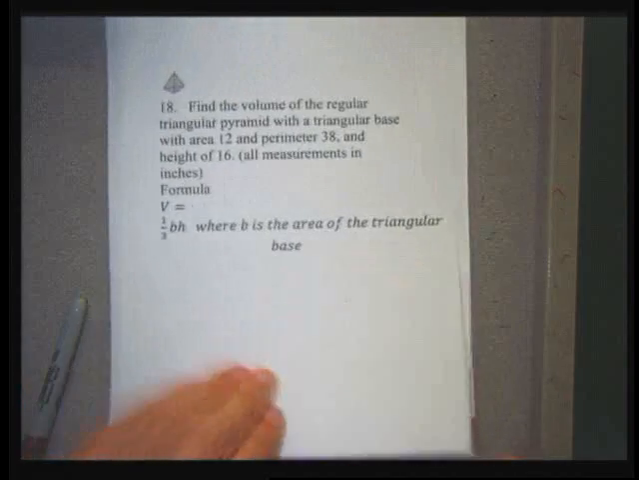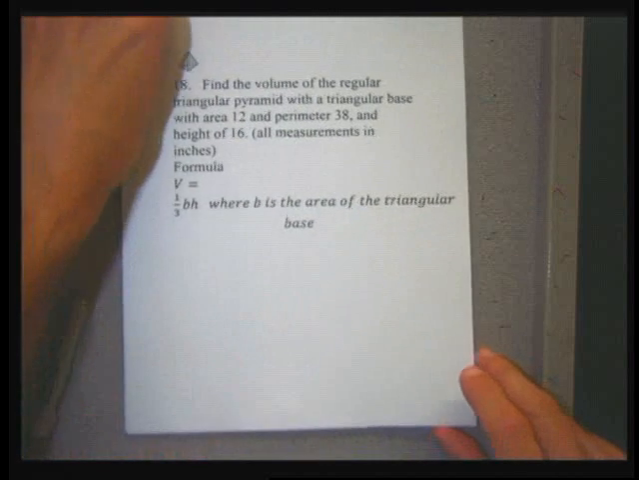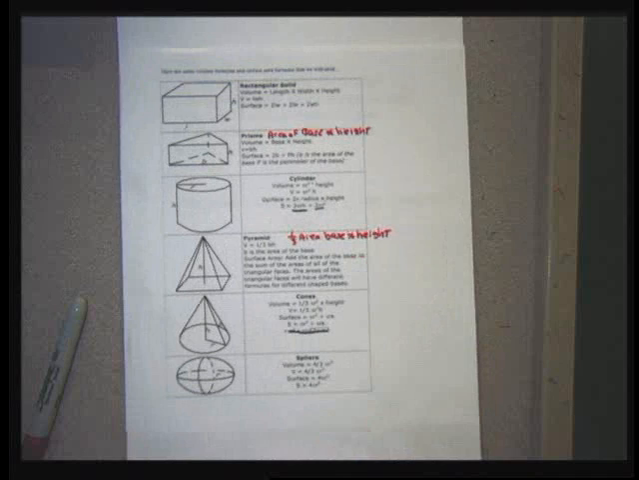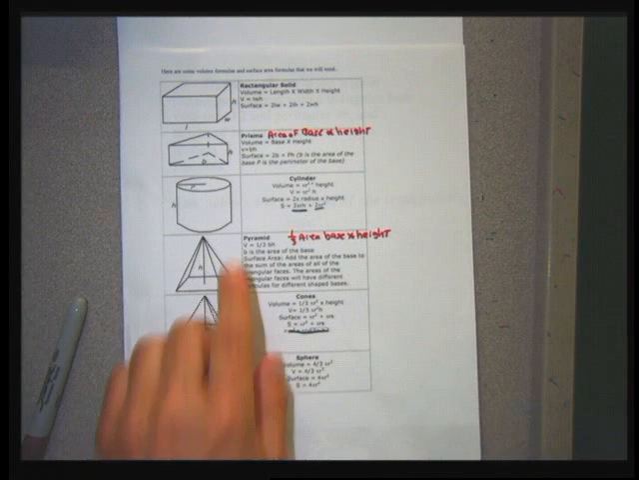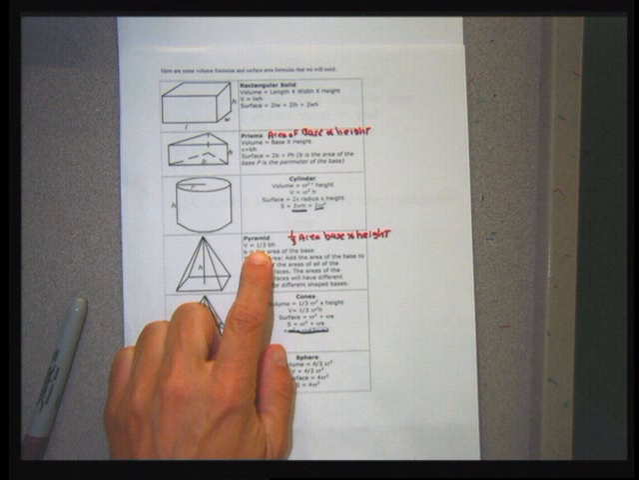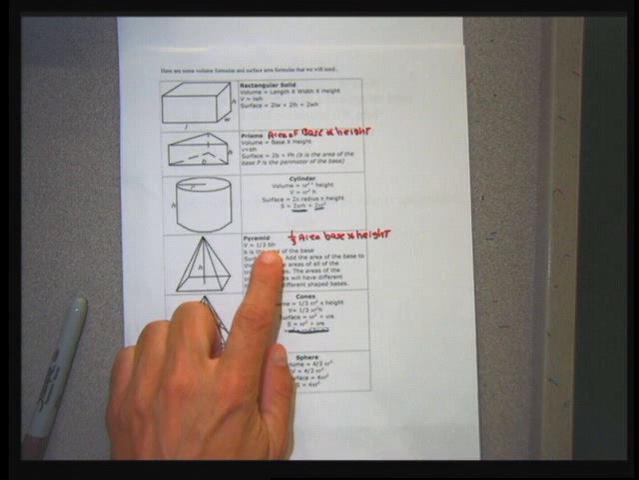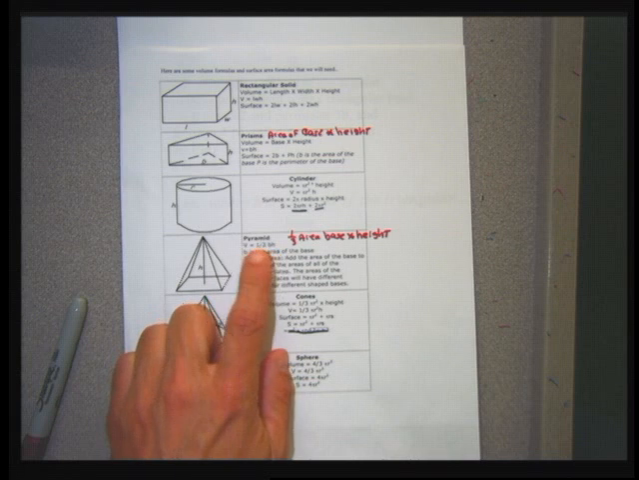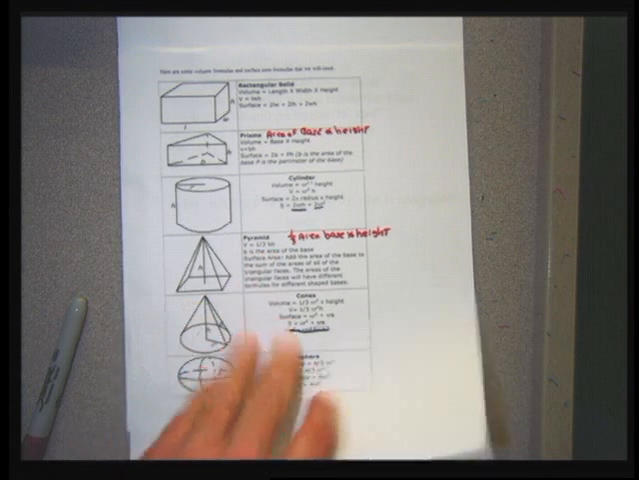Number 18 gives me a pyramid with a triangular base. For the volume of any pyramid, the volume is 1/3 times the area of the base times the height. So I need to understand, even without the picture, what I need to get for the volume. I need to know both the area of the base and the height.